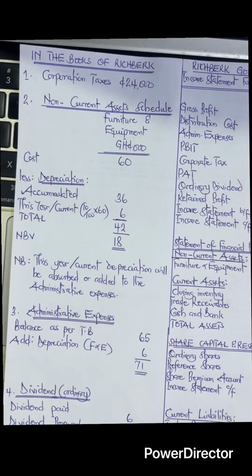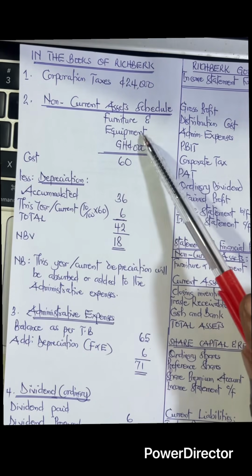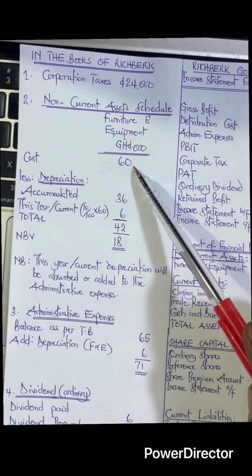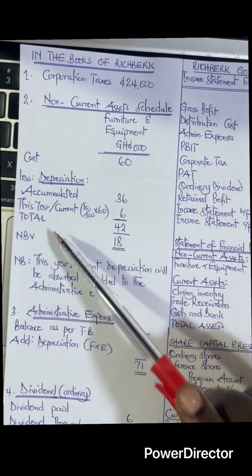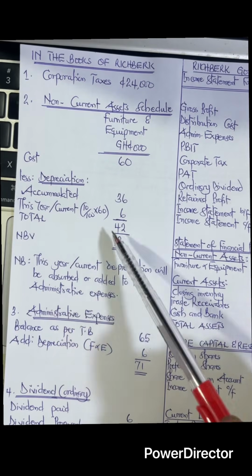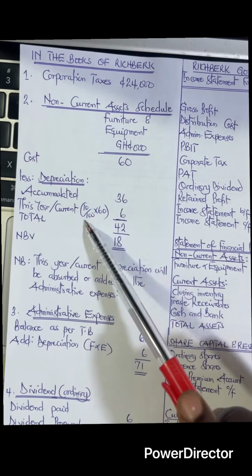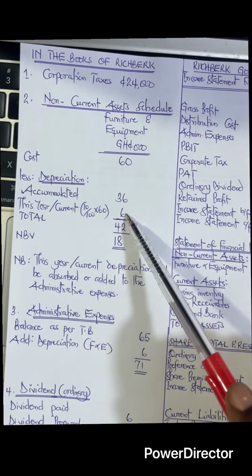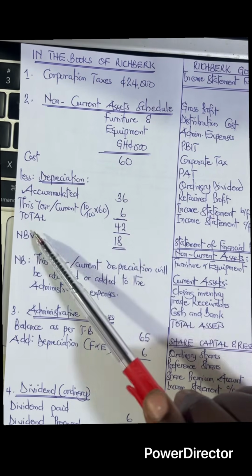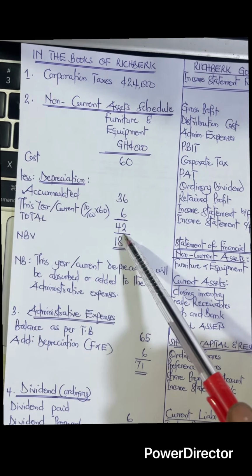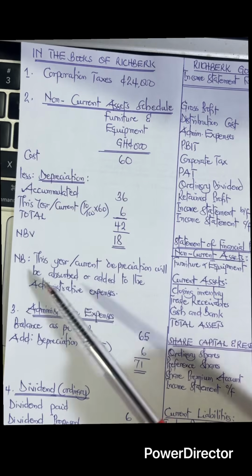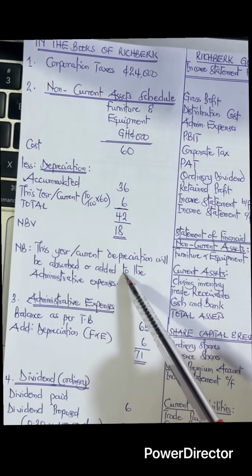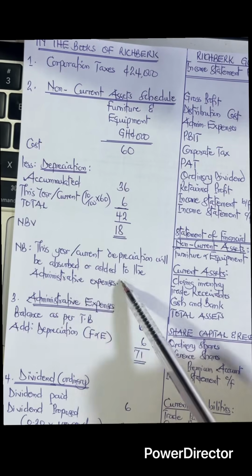The next thing is furniture and equipment is depreciated. The moment you hear depreciation, you have to think of non-current asset schedule. So furniture and equipment, the cost was 60 according to the trial balance. Then accumulated depreciation was 36. According to the additional information, the furniture and equipment should be depreciated at a rate of 10% on cost. So 10 over 100 times the cost, which will be 6. You add it to the 36 to get 42. So the 42 is the total depreciation. You take it from the cost to arrive at the net book value of the furniture and equipment, which is 18. You have to also bear in mind that this year's or the current year's depreciation will be absorbed or added to the administrative expenses.